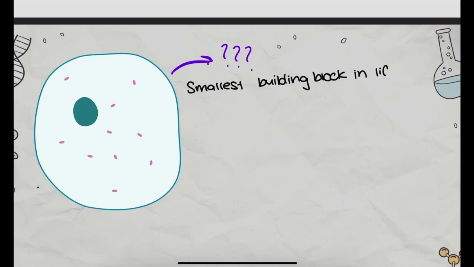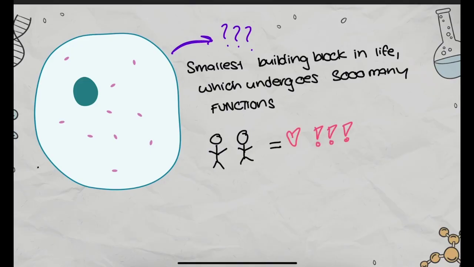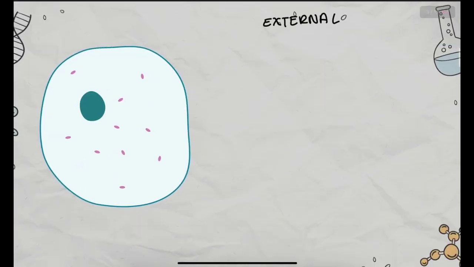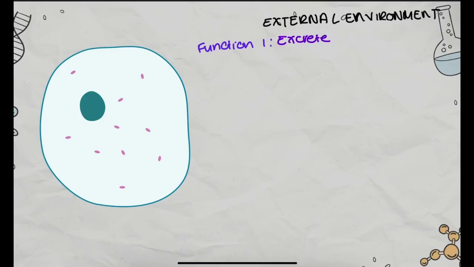A cell is the smallest building block of life, meaning that they have to undergo so many functions in order to let us live. One of these key functions is to receive or excrete molecules in or out of the cell. For instance, a cell needs to take up nutrients from the external environment to complete their functions more efficiently. But they also need to remove waste and extra material out of the cell into the external environment.